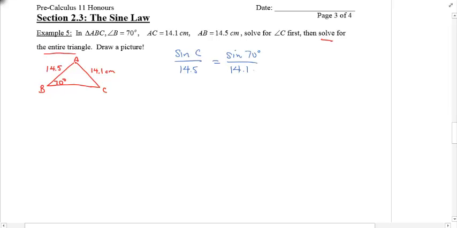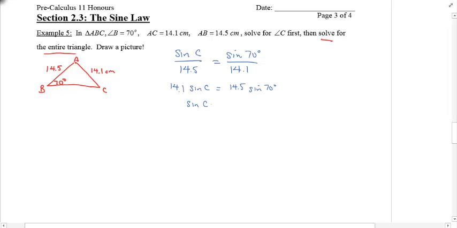So I hope this idea of setting up the ratios is pretty straightforward now. Just find the corresponding side and match it up with the corresponding angle, sine of the angle over the side length. Okay, cross multiply. So, what do we have here? 14.1 sine C equals 14.5 sine 70.